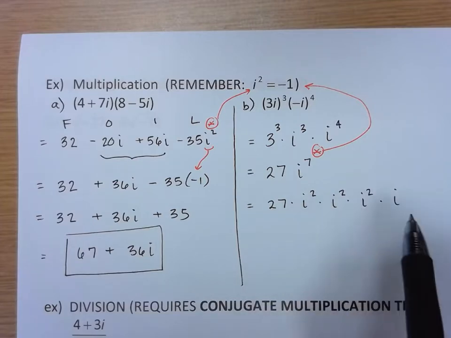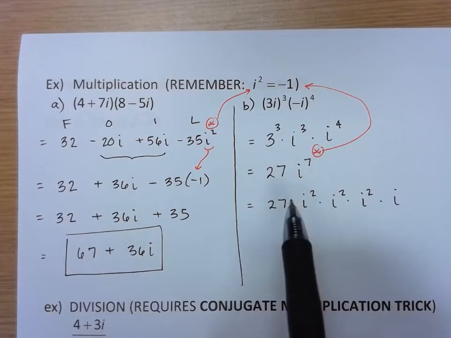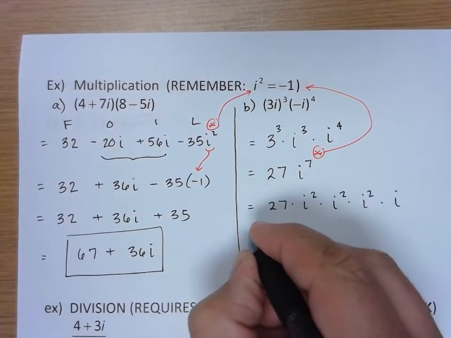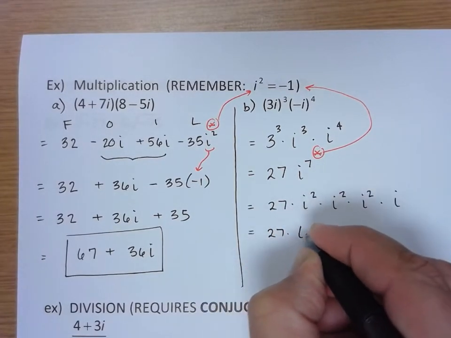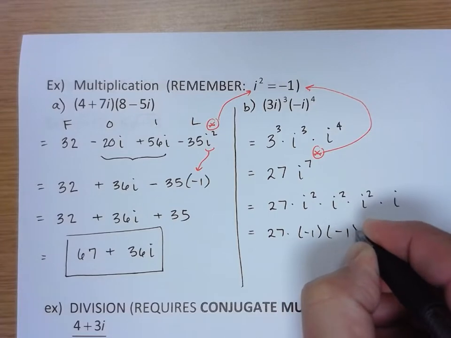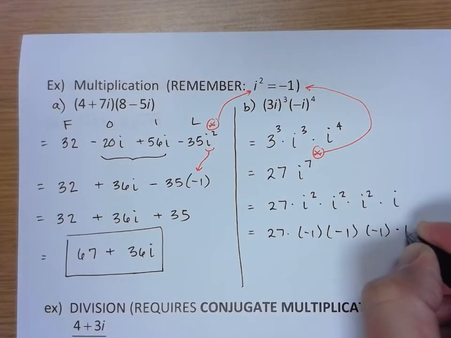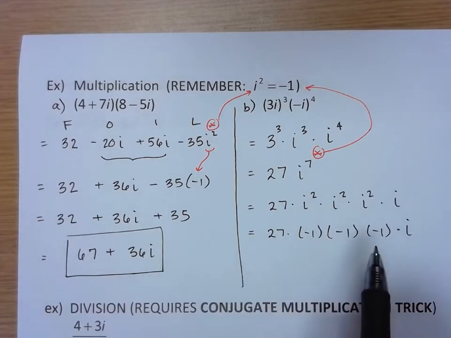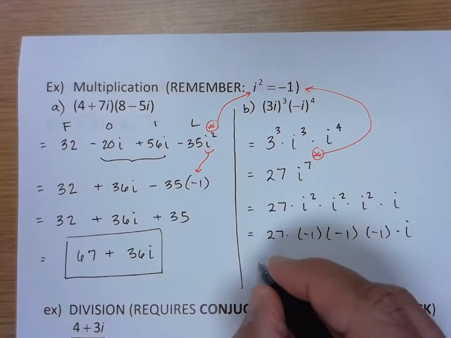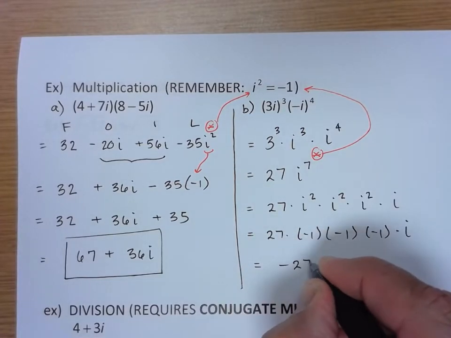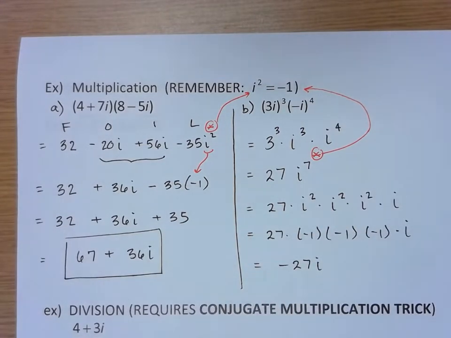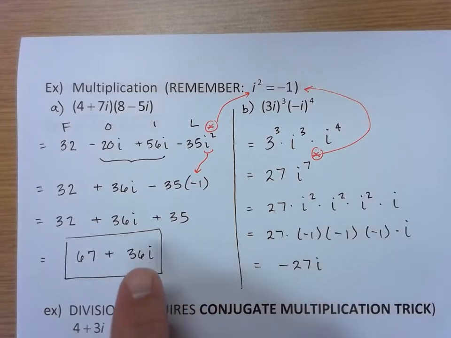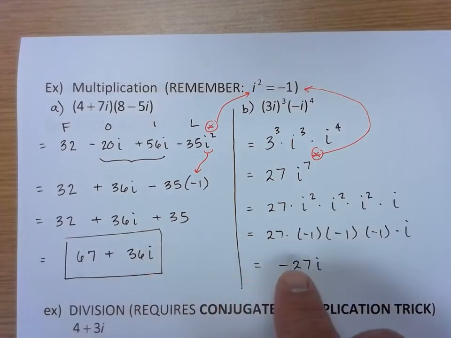But the reason I'm writing it this way is so I can use that definition and simplify this a little better. So this turns out to be 27 times negative 1 times negative 1 times negative 1 times i. And then when you multiply all those negative ones together, that's an odd number of negatives multiplied. So that's going to make your coefficient negative 27, and then with an i on the end. So whenever you're dealing with any kind of multiplication or powers of complex numbers, the highest power of i you should ever see at the end of your calculation would be i to the first.